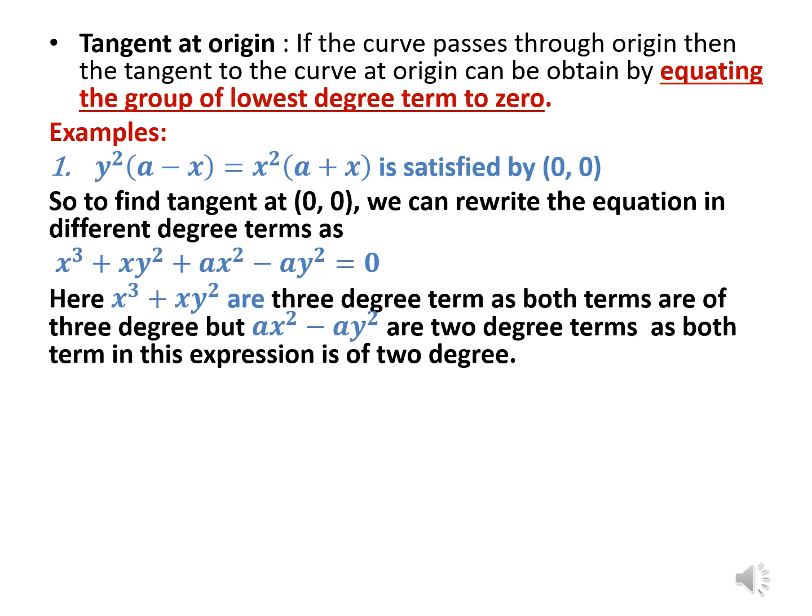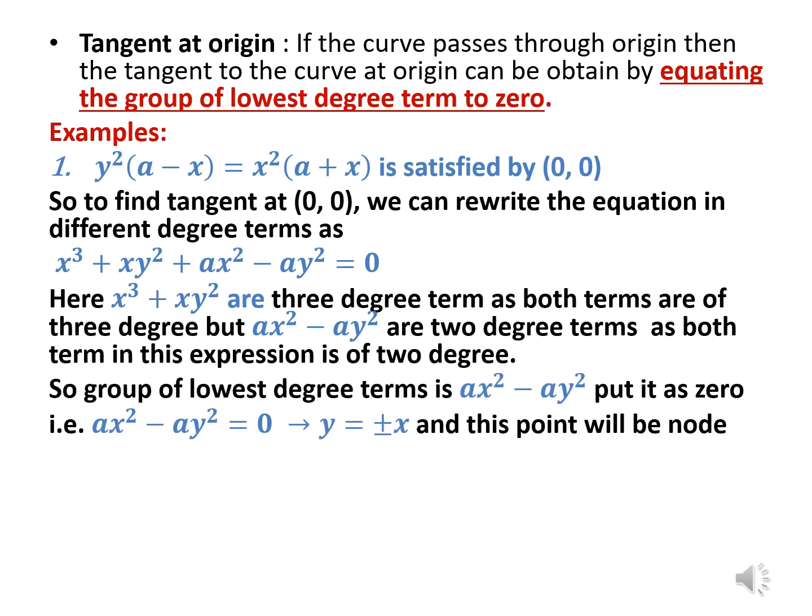So here the group of lowest degree terms is ax square minus ay square. So we will put directly this group of terms equal to 0, that is ax square minus ay square equal to 0. If we solve it, then we will get y is equal to plus minus x. So we are getting our equation which is satisfied by (0, 0). That means it is passing through origin, and at origin we are getting two tangents, that is y is equal to x and y is equal to minus x.